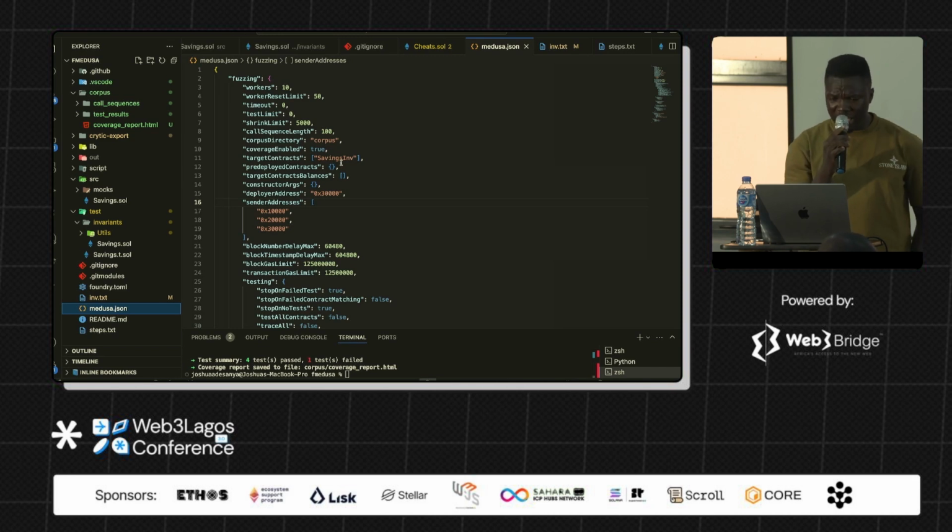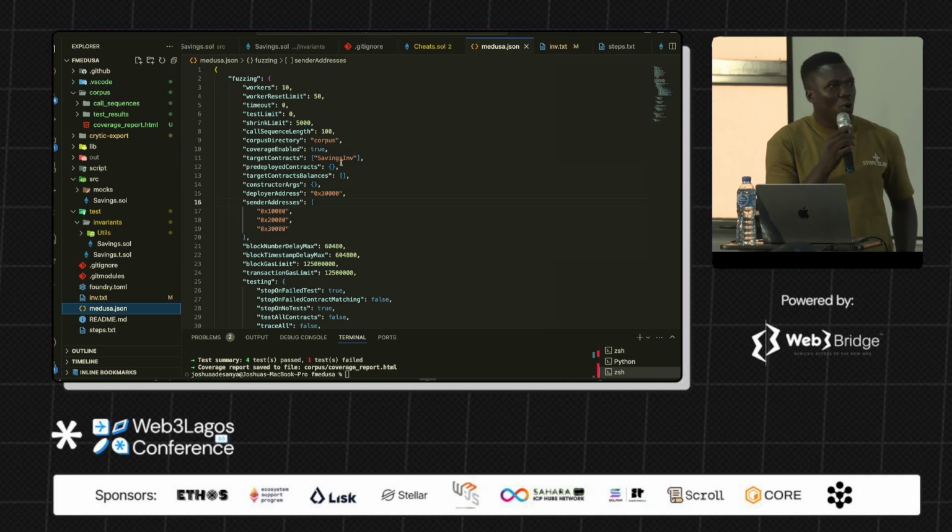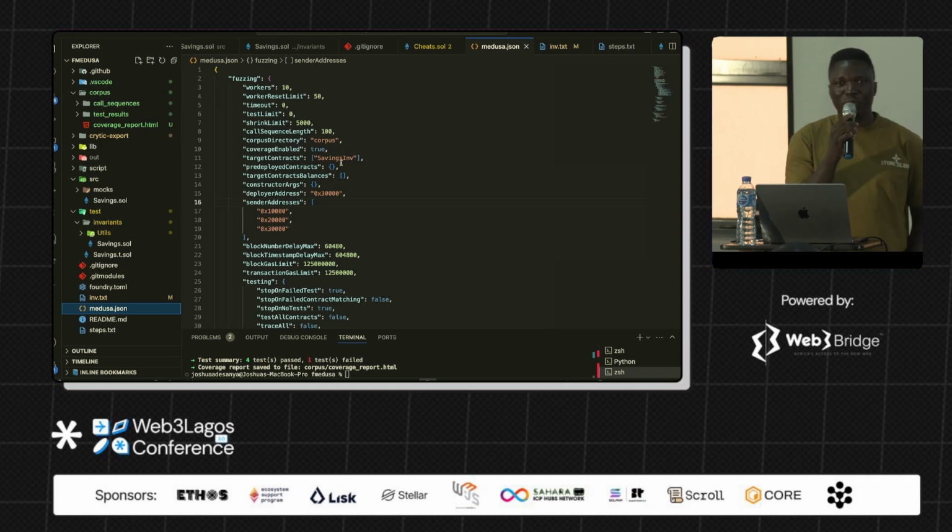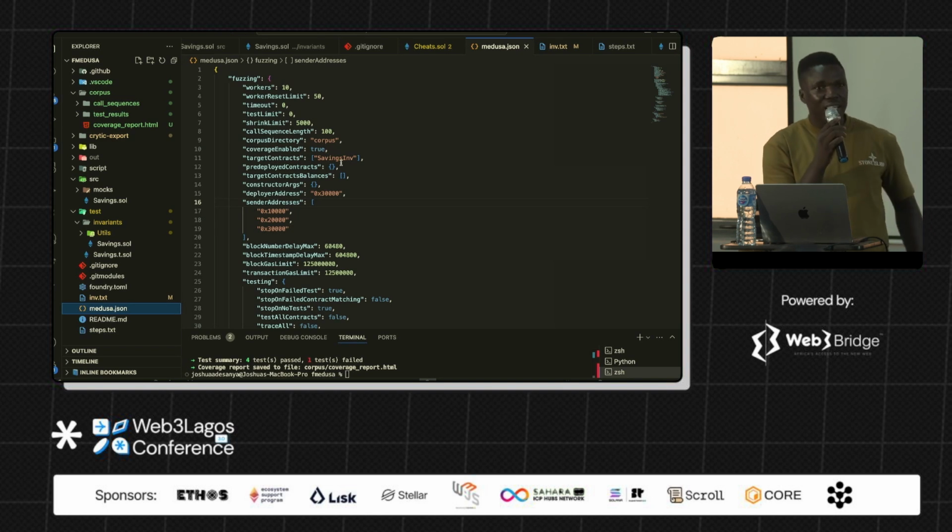Another very important thing is the corpus directory. This is where you go to check your coverage. Medusa gives you a way to check that, because it is possible that you are fuzzing, but you are fuzzing wrongly. Just the same way that you can write a unit test and you are testing rubbish, you can fuzz and feel like you're doing something, I'm a fuzzer, but you're not doing the right thing. That is where coverage comes in, so you can see what is actually going on there.